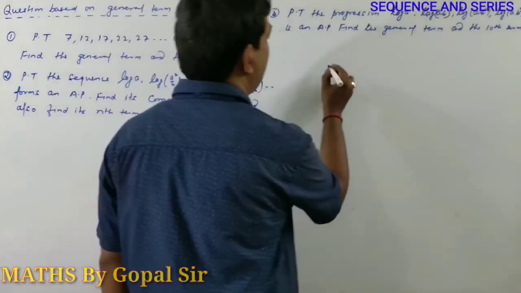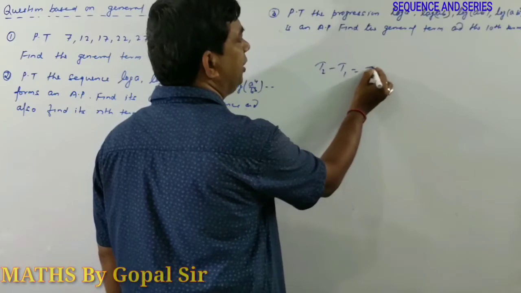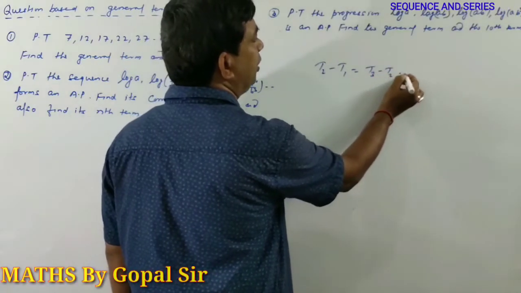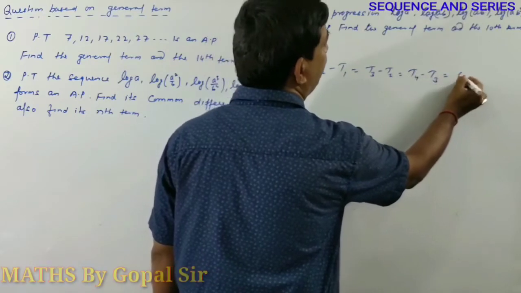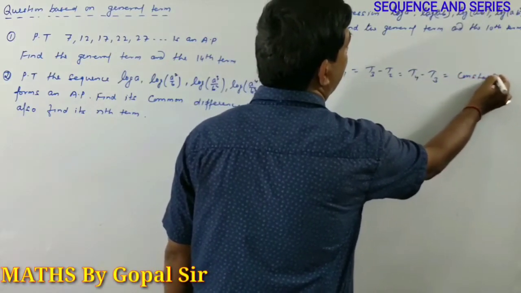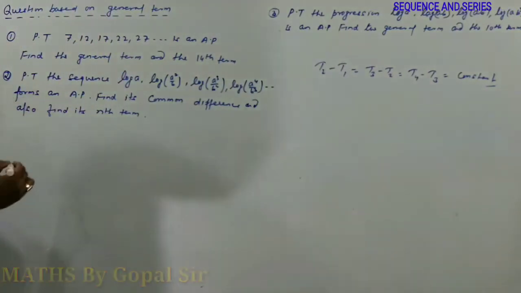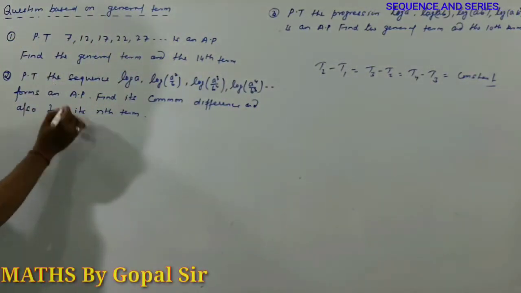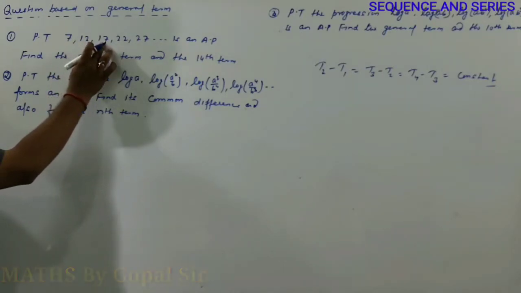Property of AP: except for the first term, T2 minus T1, T3 minus T2, T4 minus T3 is constant. If it is constant, then the sequence is in AP. Now a is 7, and the next term is 12, after that it is 17.